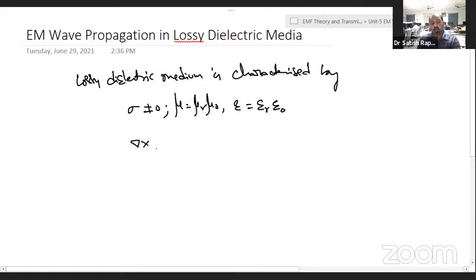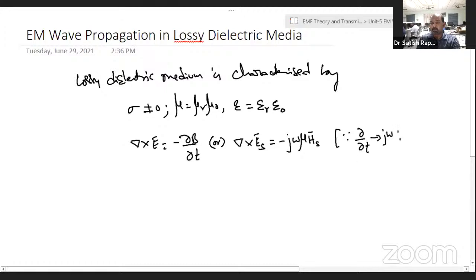So del cross E bar is equal to minus dou B by dou t, or del cross Es bar is equal to minus j omega mu Hs bar, since dou by dou t is j omega and B is equal to mu H bar. So this is the first Maxwell's equation.